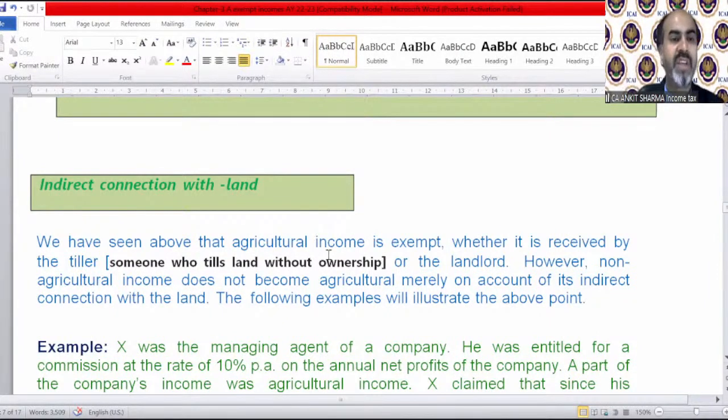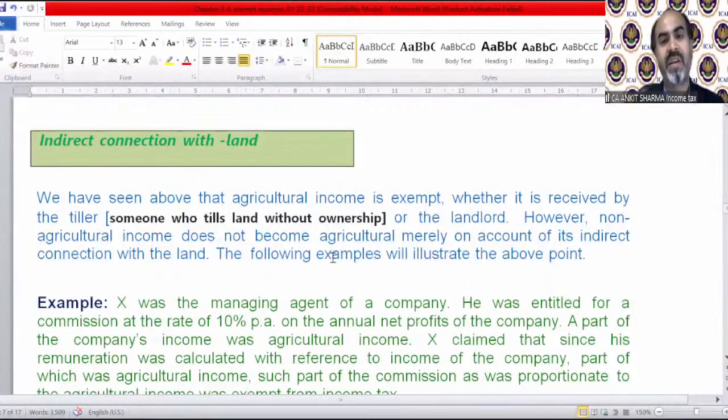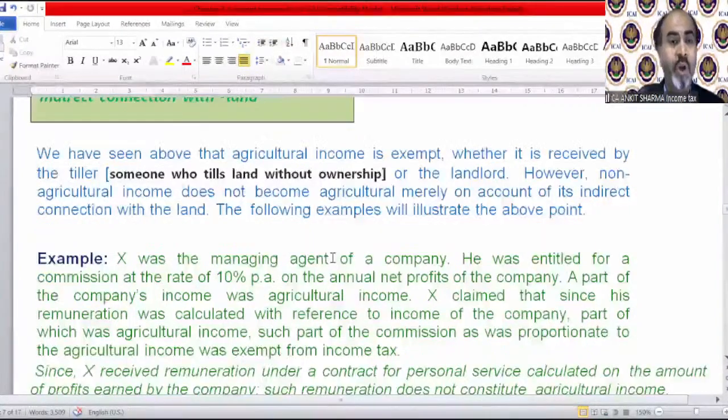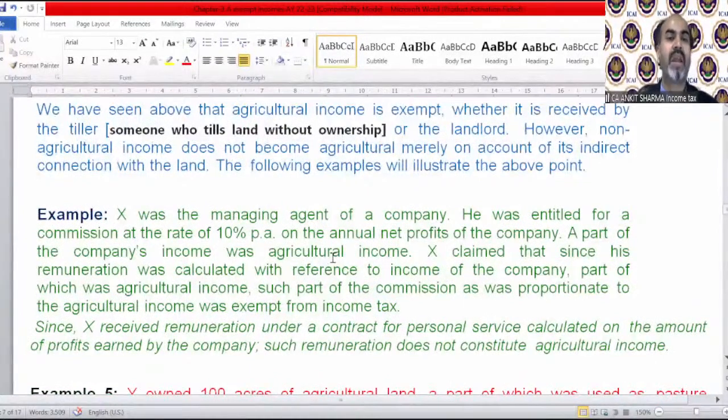Clear? We have seen above that agricultural income is exempt whether it is received by the tiller or the landlord. However, non-agricultural income does not become agricultural merely on account of its indirect connection with the land. The following example will illustrate the above point. X was the managing agent of a company. He was entitled to a commission at the rate of 10% per annum on the annual net profits of the company. Correct? So he is like an agent who receives 10% of the profit as a commission. And assume that the company is involved in agricultural activity and earned a profit of 5 crore rupees.